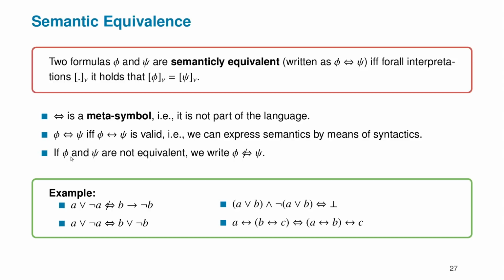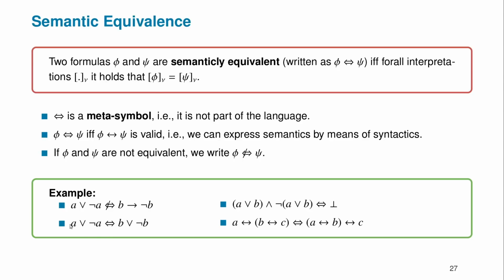Okay, and two formulas phi and psi are not equivalent if this is the case, then we cross this symbol out simply. And when I talk about equivalence and do not mention some qualifier, I usually talk about semantic equivalence because this is the main kind of equivalence we are interested in. There are other kinds as well, but usually we mean the semantic equivalence.